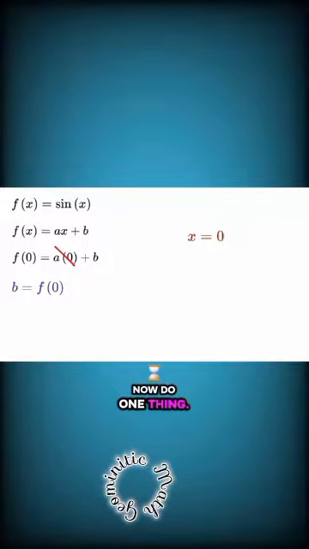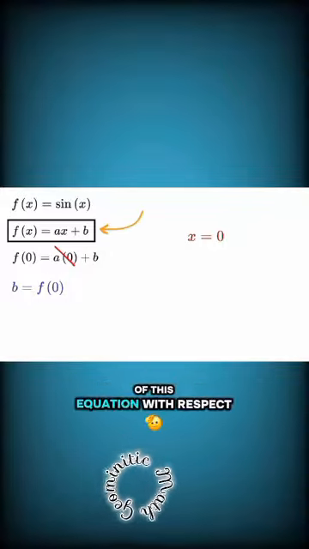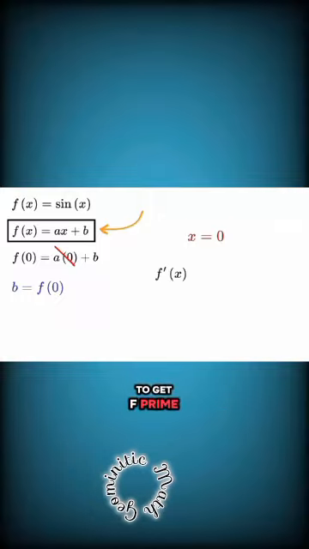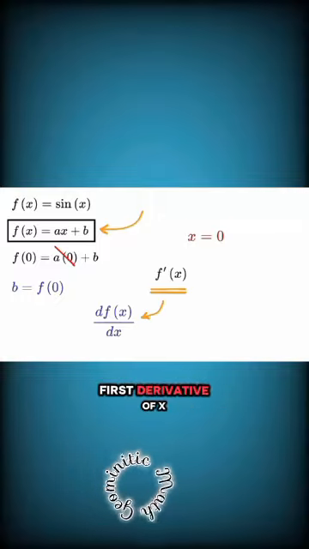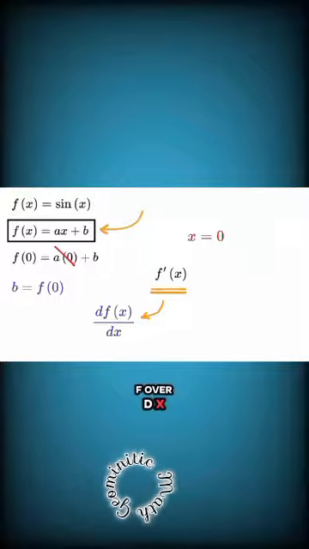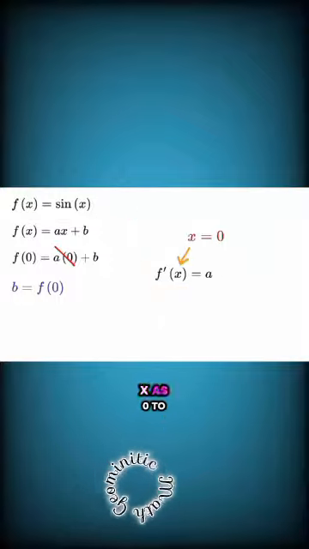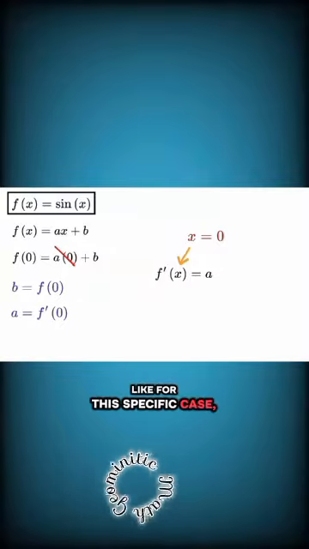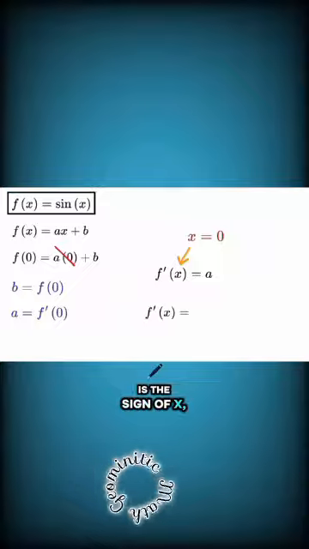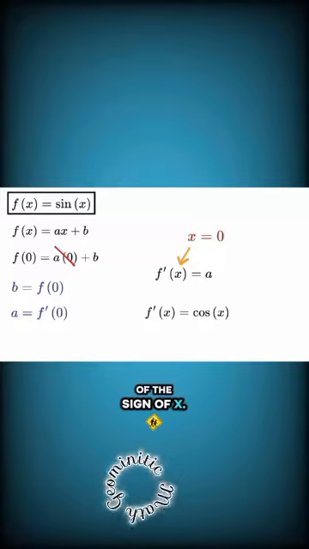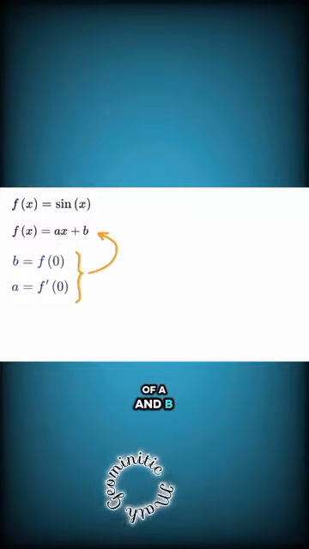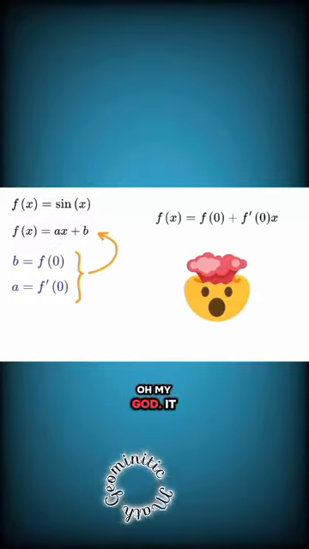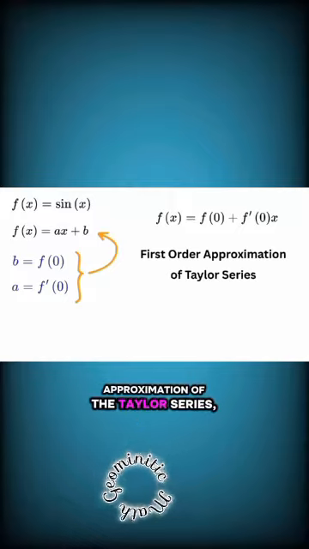Now do one thing. Differentiate on both sides of this equation with respect to x to get f prime of x here, which is nothing but the first derivative of f, or df over dx, equals the derivative of ax plus b, which is simply a. Now put x as 0 to get a as f prime of 0. Like for this specific case, where f of x is the sine of x, f prime of x will be the cos of x, which is the derivative of the sine of x. Now replace the values of a and b with these to get this. Oh my god. It is the first-order approximation of the Taylor series, isn't it?